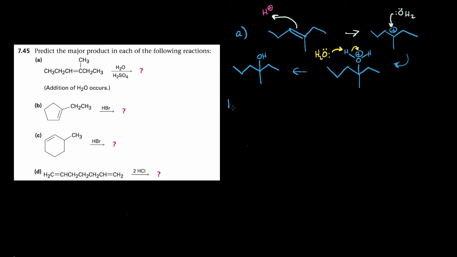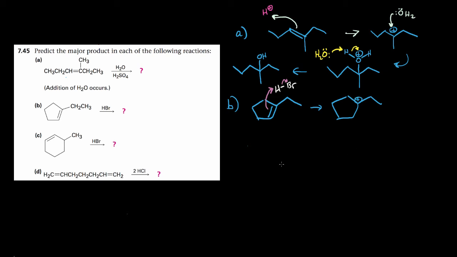So let's look at B. Here with B, we also have a situation where we're adding HBr to a double bond, and we can draw these curved arrows here to give us our tertiary carbocation.